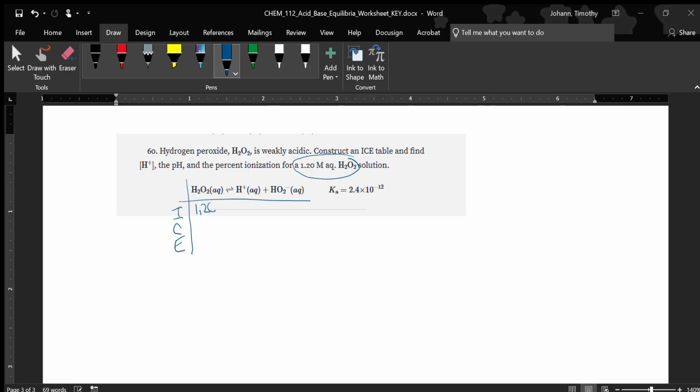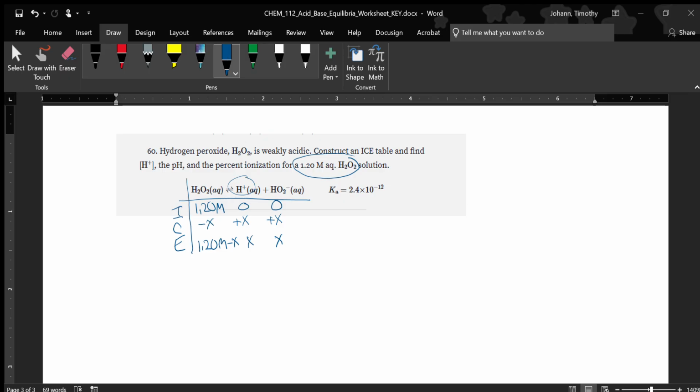This is 1.20 molar. We're going to start with 0 of the other two. Because we have zeros, we have to go to the right, so some of this is going to go away, and for every hydrogen peroxide that goes away, you see we only lost one proton here, so we're going to make one of these and one of these, and so my final concentrations are going to be 1.20 molar minus x, and x, and x.